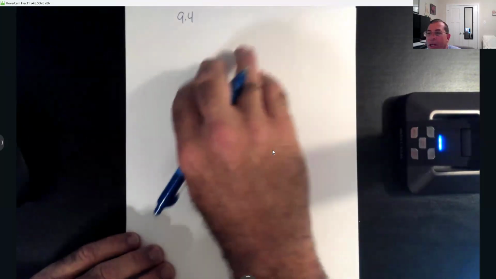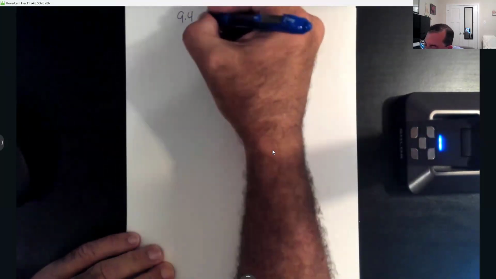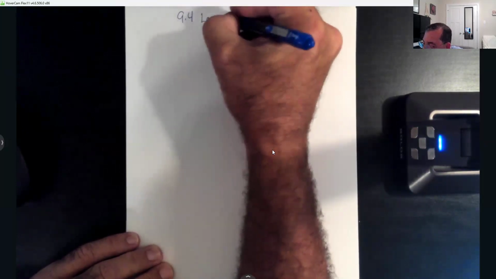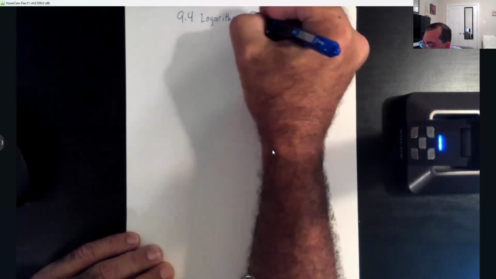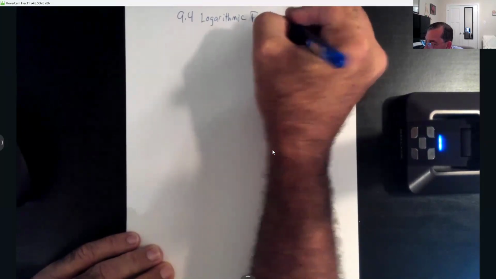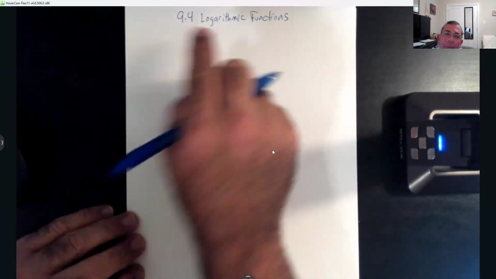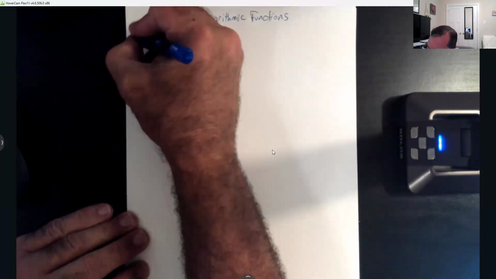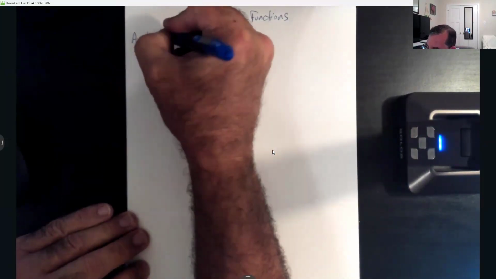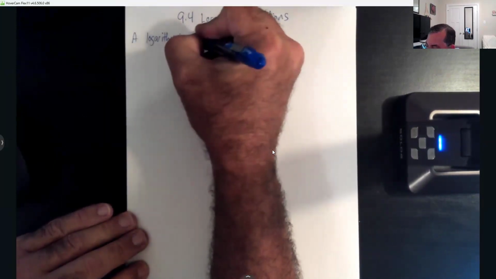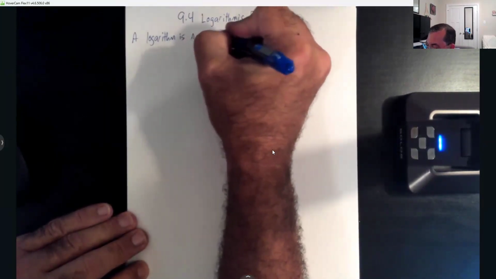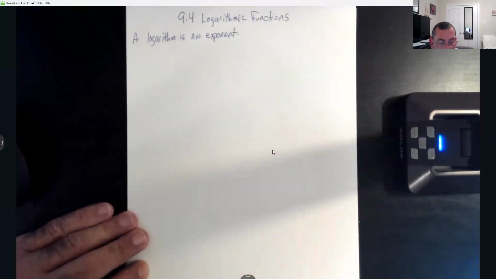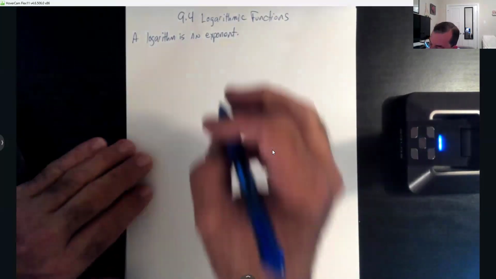All right, y'all, look at this. 9.4. I'll get us an introduction and then we'll do our break, okay? This deals with logarithmic functions. So logarithm is a new word for you. But basically a logarithm is an exponent. Okay? So I'm gonna give you some terminology here.